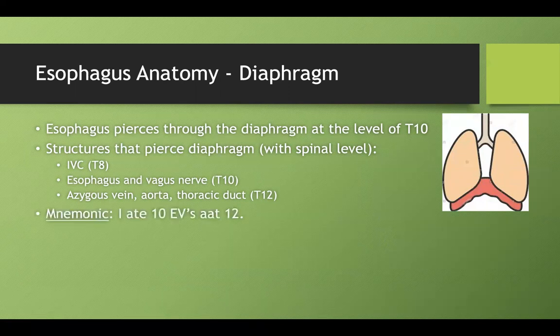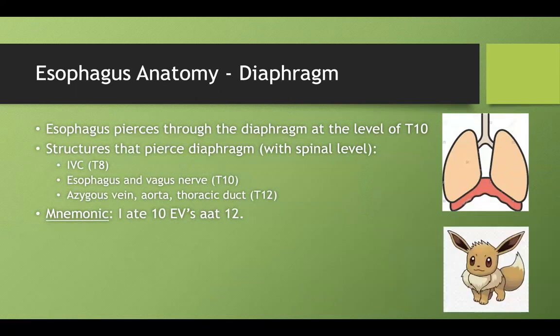And so I've always used this mnemonic that I made up. It just goes I8, 10 EVs at 12. So EV is a Pokemon. It's kind of a sad mnemonic now that I think about it, but it is what it is.